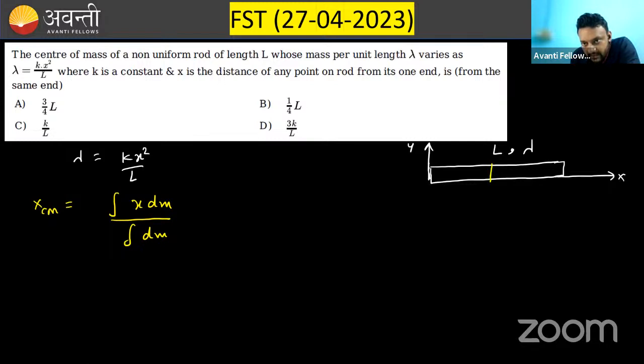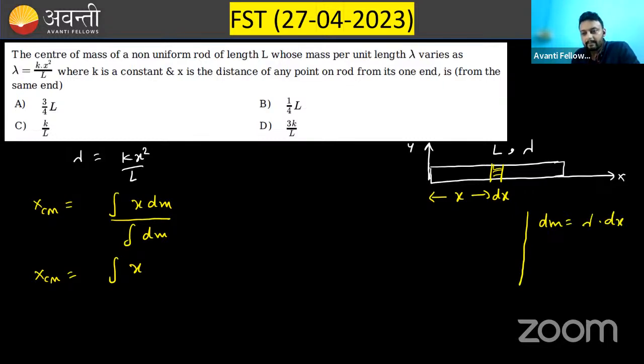So let's take a small element on this rod of length dx at a distance x. I hope you know the derivation of center of mass of a rod. Nothing else, only lambda is changed. Nothing else. So now if I write the x coordinate of center of mass is equal to integration x dm, where dm is the mass of the small element. This mass of this small element dm is lambda into dx.